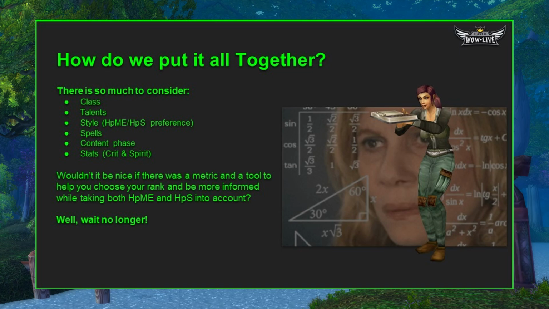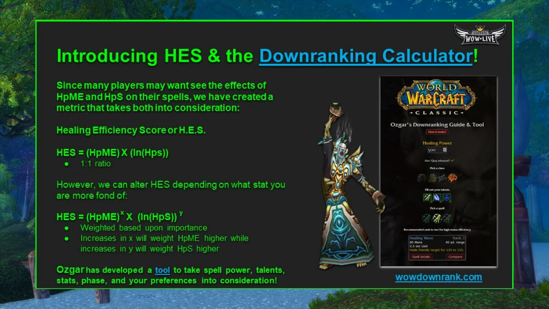Wouldn't it be nice if there was a metric and a tool to help you choose your rank and be more informed while taking both the weights of DpME and HPS into account. Well, wait no longer. Osgar, myself, and Defcamp are proud to introduce HES and the Downranking calculator. Now, since many players may want to see the effects of both DpME and HPS on their spells, we've created a metric that takes both into consideration, the Healing Efficiency Score, or HES.